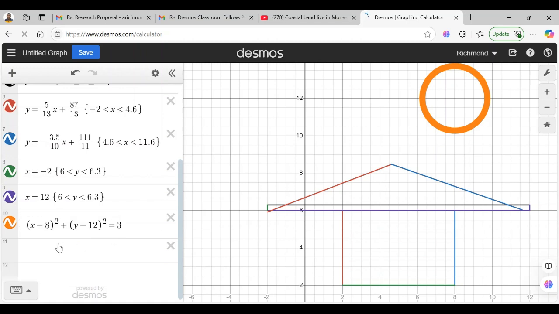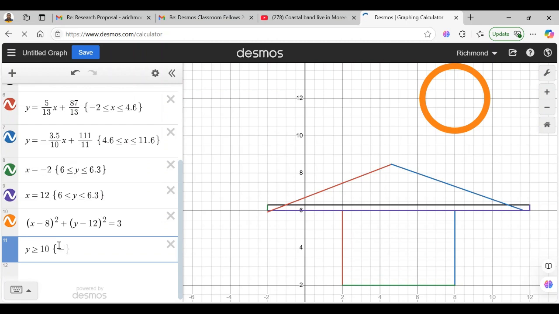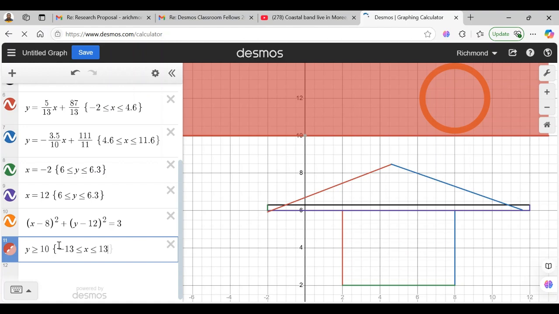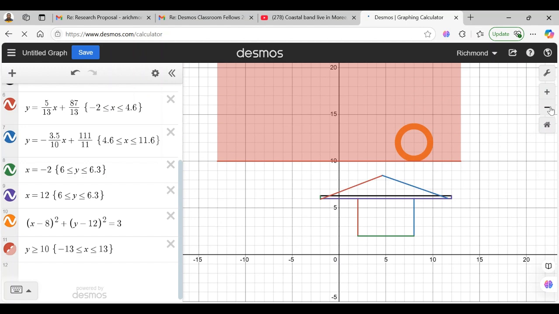And I can put some sort of sky color up there. So let's use an inequality of the form y greater than or equal to, let's say, 10. And the boundary condition is from negative 13 less than or equal to x less than or equal to, let's say, 13. So let's reduce this font and see what you have done so far.